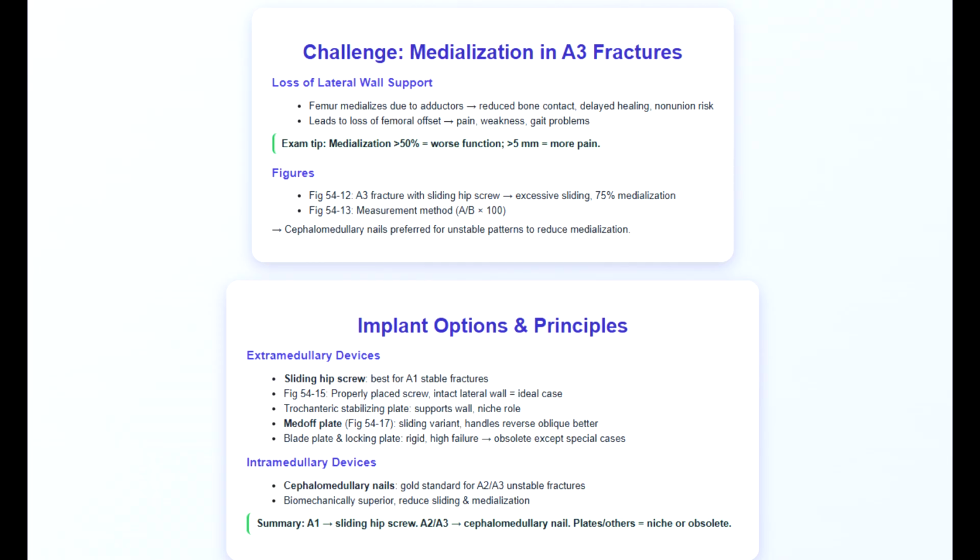Cephalomedullary nails are superior for unstable A2 and A3 fractures, minimizing medialization and reducing failure. Trochanteric stabilizing plates or Medoff plates may still have niche roles, especially when nails are not feasible. Blade plates and locking plates are largely obsolete for routine trochanteric fractures due to high failure rates.